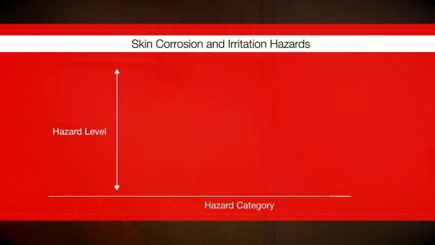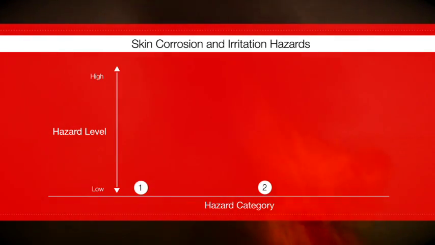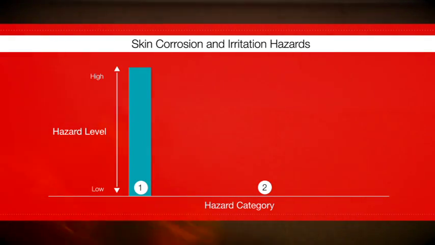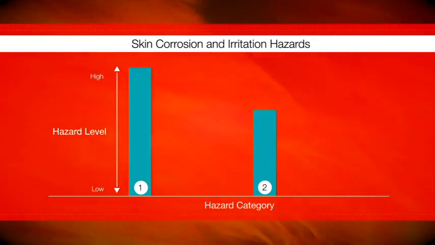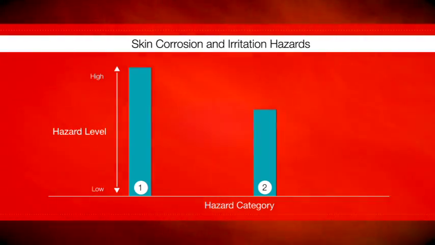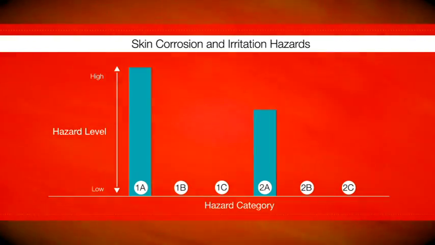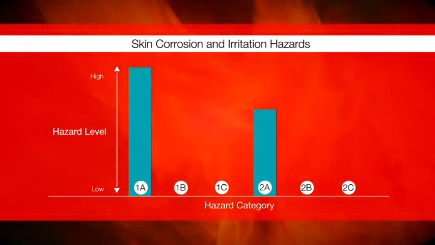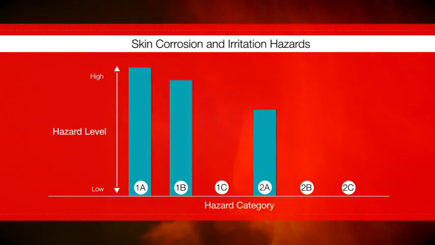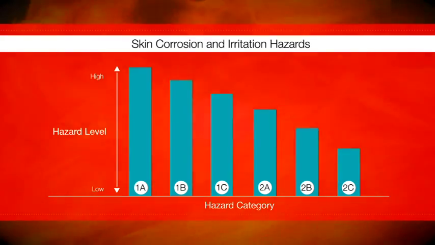For skin corrosion and irritation hazards, there are only 2 categories, 1 and 2. A 1 hazard is worse than a 2 hazard. Within these 2 categories are subcategories A, B, and C. A hazard that is 1A is worse than a 1B hazard, and a 1C hazard is worse than a Category 2 hazard. You get the idea.